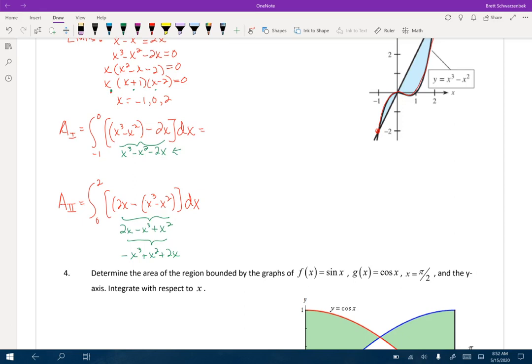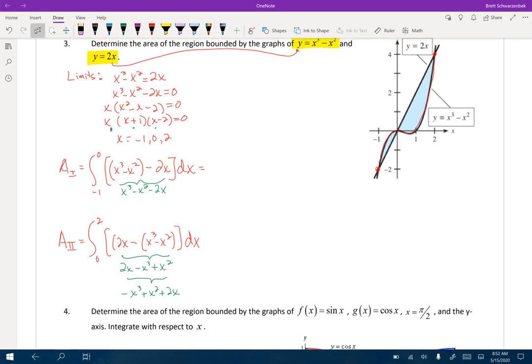Just worth noting. All right, so once we have that as an equation, we can go ahead and integrate and do our simplification. So we're taking this equation here, x to the 4th over 4 minus x cubed over 3. We have minus 2 times x squared over 2. Clearly, this guy here is going to be just x squared, right? But we're evaluating that from negative 1 to 0. How do we do that?